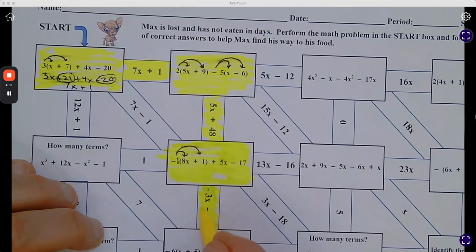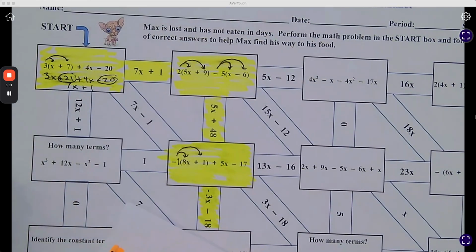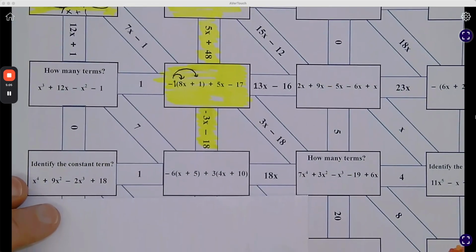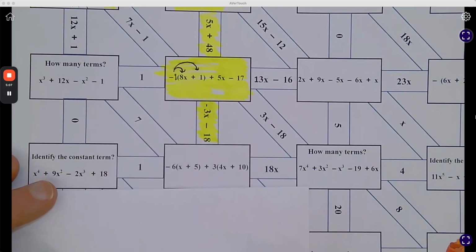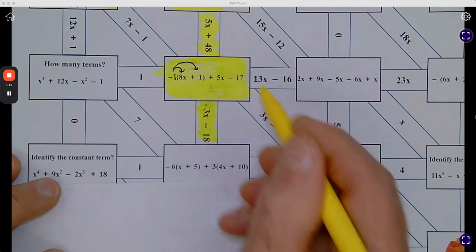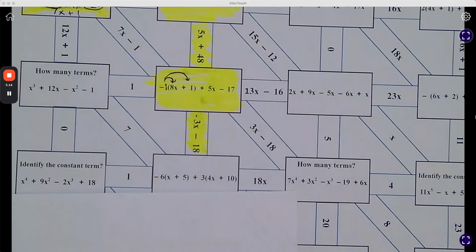I like to not look at the answers in the path until after I'm done doing the problem, because then I can really see if I did it right. Instead of letting the answers guide me, I kind of just do the whole thing and then see if my answer's there. And if my answer's not there, that means I made a mistake. I'm going to go back and try again.